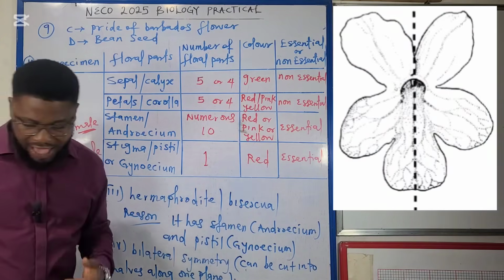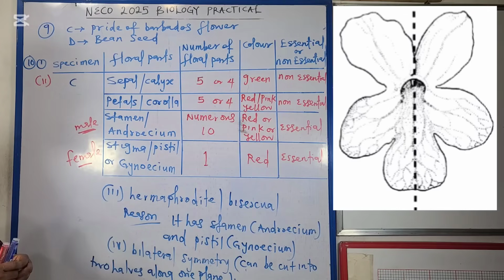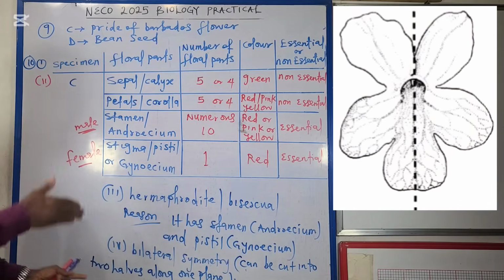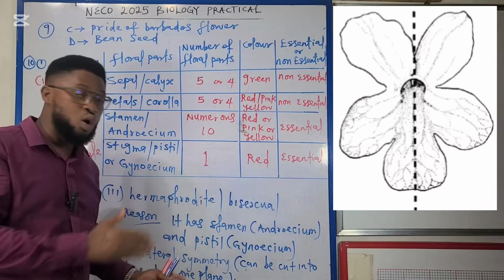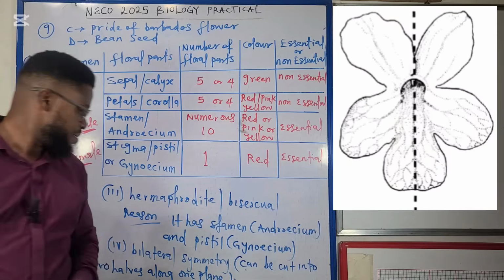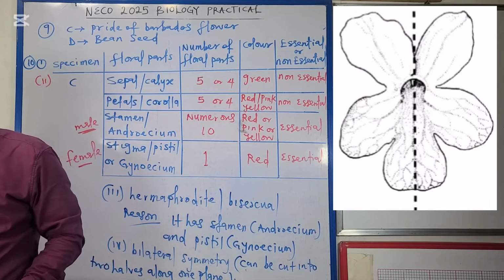Also, question 10, Roman figure 4 says, what is the symmetry of specimen C and give reason for your answer. The symmetry of specimen C is bilateral symmetry. We can cut it into two equal halves along one plane. So the symmetry of specimen C is bilateral symmetry.